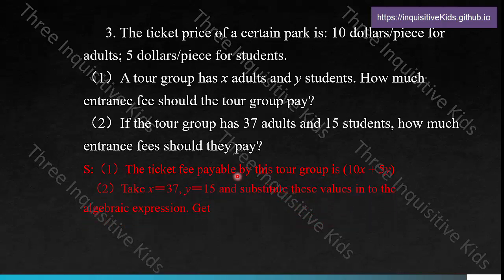2. Take x equals 37 and y equals 15. Substitute these values into the algebraic expression. Then you get 10x plus 5y, which is equal to 10 times 37 plus 5 times 15. And then remember your order of operations. So you have to simplify that, and then you're going to get the answer 445. Therefore, they pay $445 for the entrance fee.